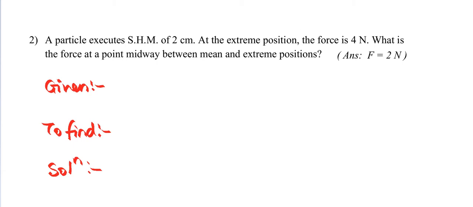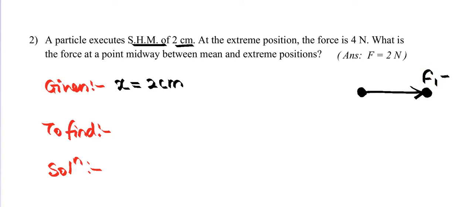So let us consider a particle first. A particle which is executing simple harmonic motion and its amplitude is 2 centimeter. Then let us write x is equal to 2 centimeter initially. So at extreme position the force is 4 Newton. So when this particle from mean position is moving towards one of its extreme positions, then at this position, let us name it F1, the force be 4 Newtons.